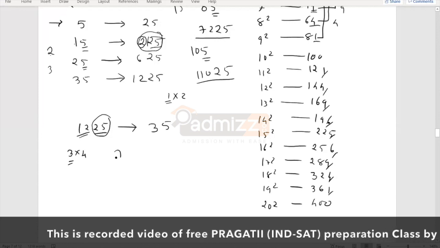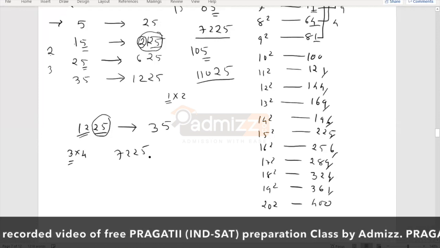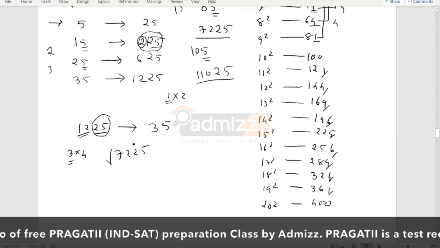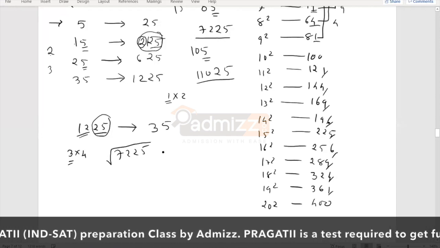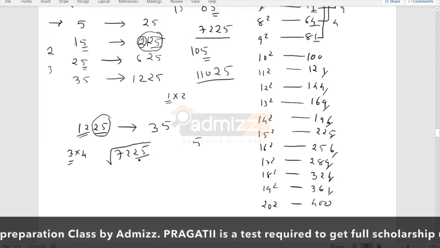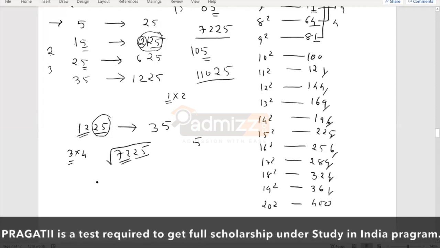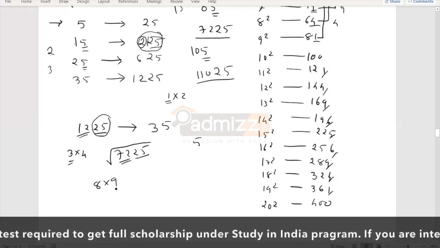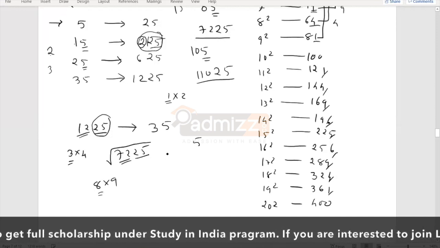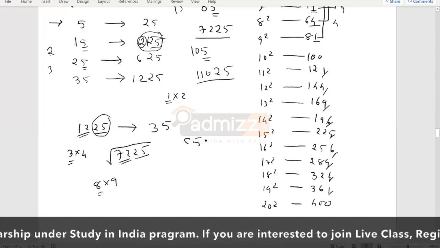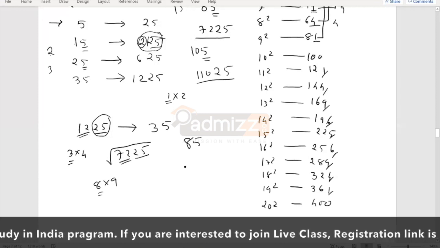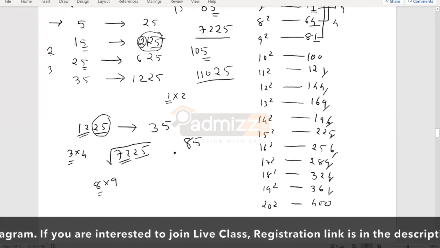Now suppose 7225. The number is given in this way. If you want to get the square root, the last part 25 gives 5. Now 72 is given. 72 you can write as 8 multiplied by 9. So the smaller digit 8, you can put here 8. 85 is the square root of this number.